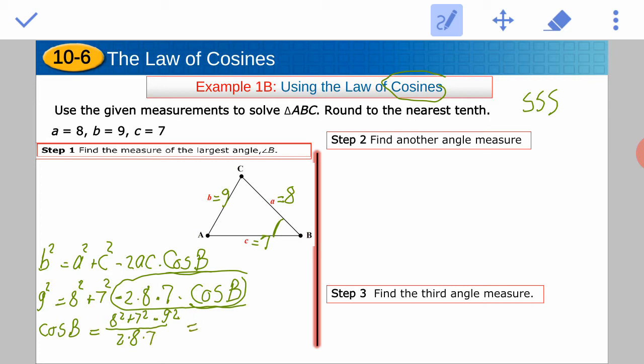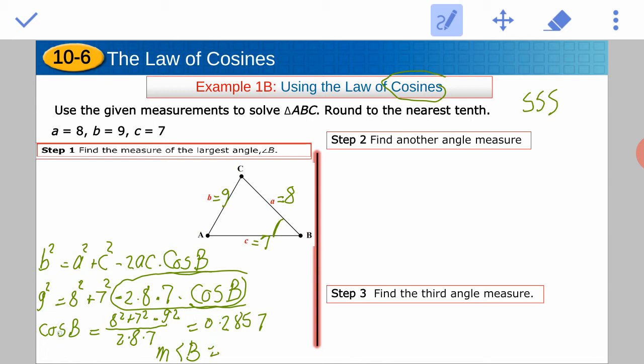Now guys, you can put this in the calculator one time and you will get cosine angle B is equal to 0.2857. My concern is not cosine B. My concern is the measure of angle B. How do I find the measure of angle B?